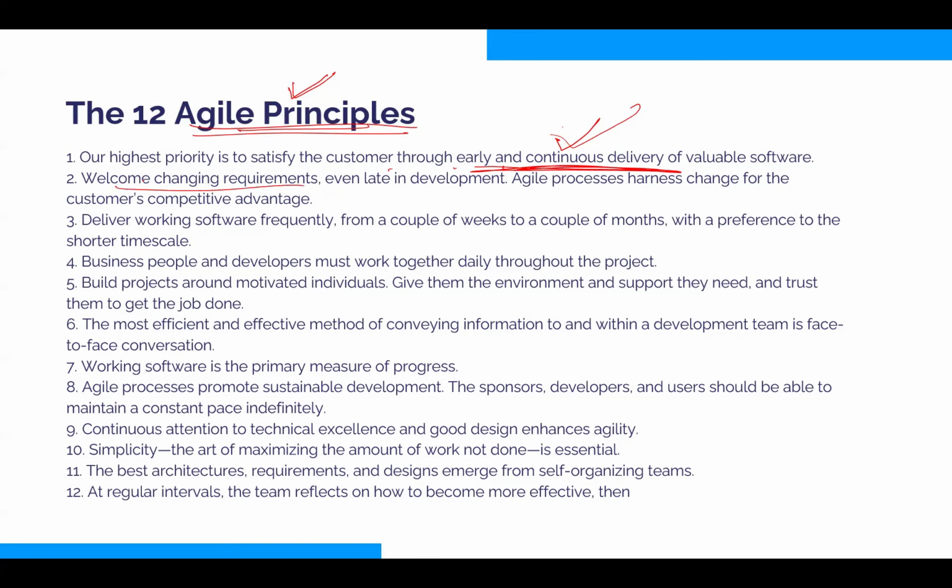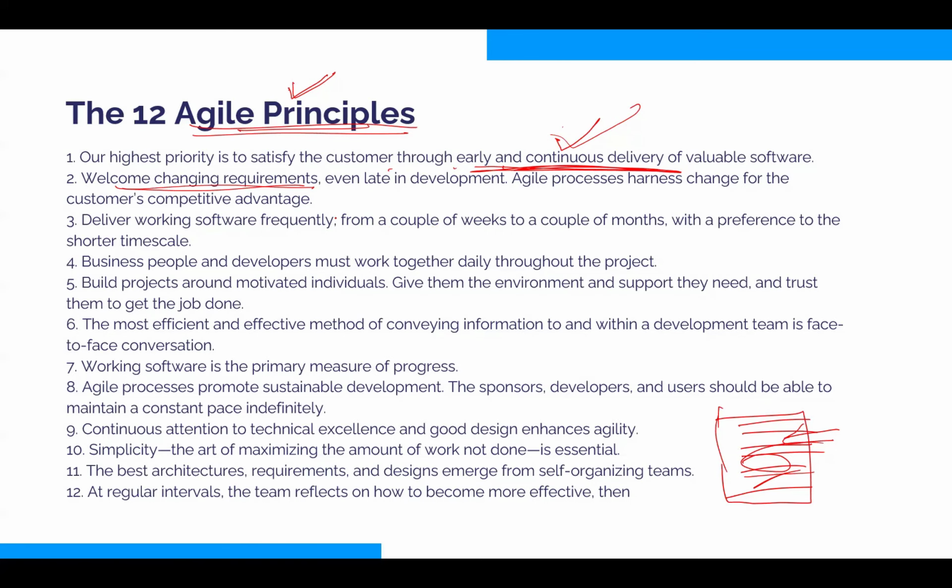Number 2, welcome changing requirements. We just spoke about this. There's no concept of freezing requirements in Agile. Please note, in Agile, you start at the beginning of the project with some requirements. Fine. You start off with that. And no surprise, we'll keep on adding more requirements. We'll change this. So change is welcome all through the project. Okay, that's principle number 2.